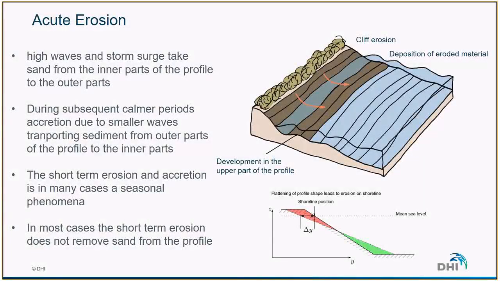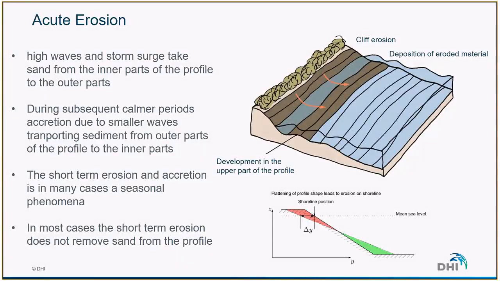Let's start with acute erosion. As I've said before, acute erosion is typically linked to storm events. Basically, during storm events, we have an erosion of the upper part of a profile, like erosion of the dunes or of the upper part of the beach. This sand is deposited further offshore in the outer part of the profile. This causes a flattening of the profile, which leads to erosion of the shoreline.